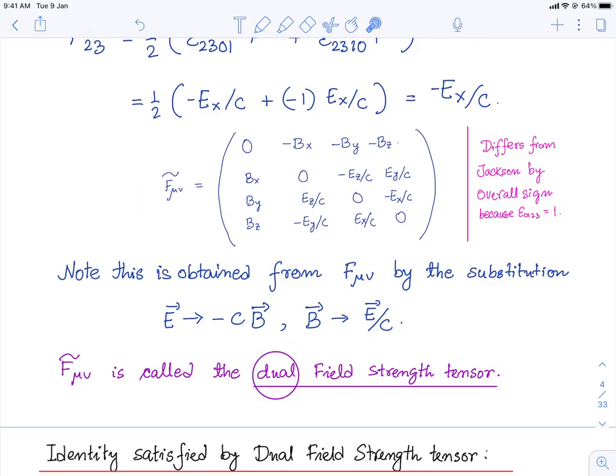We have now seen that there's a 4-vector potential, there's a 4-current, there's a field strength tensor, which is basically the electric and the magnetic field, and then there is a dual field strength tensor, which is also the electric and the magnetic field with exchanged E's and B's. Very good. So these are the covariant quantities.